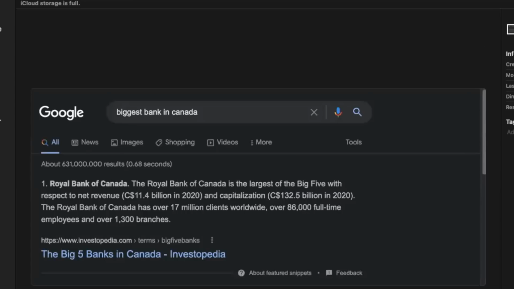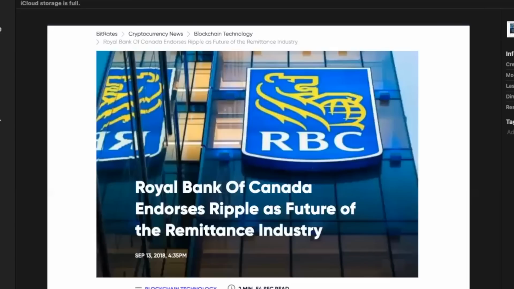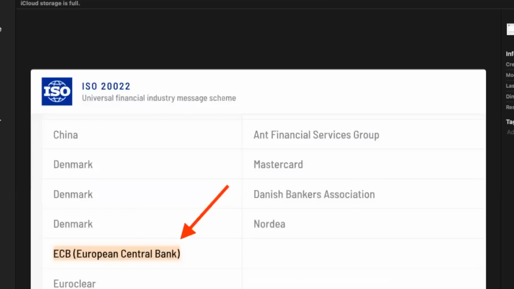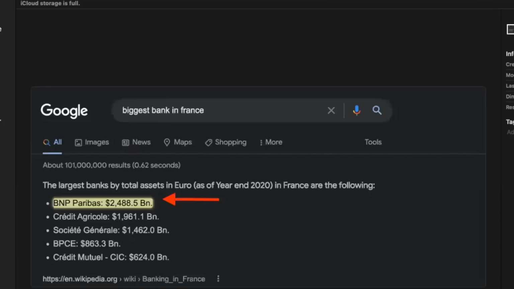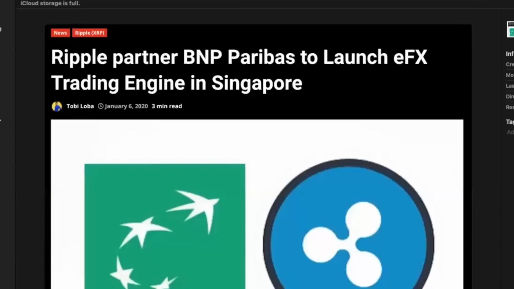Biggest bank in Canada, Royal Bank of Canada. Again, just simple Google. Royal Bank of Canada endorses Ripple as future of the remittance industry. Coming over here, we see European Central Bank on the ISO 20022 Universal Financial Industry Messaging Schemes list. Ripple partners with Digital Euro Association to work on CBDCs. Biggest bank in France, BNP Paribas, over $248 billion. We come over here. Ripple partner BNP Paribas to launch FX trading engine in Singapore.